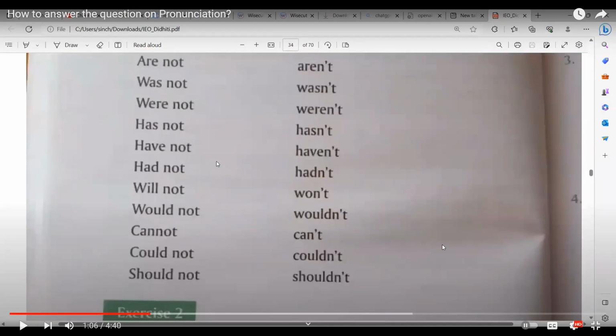She won't go to the party. Very good. Okay, now Tuhin, can you give me an example with would not?